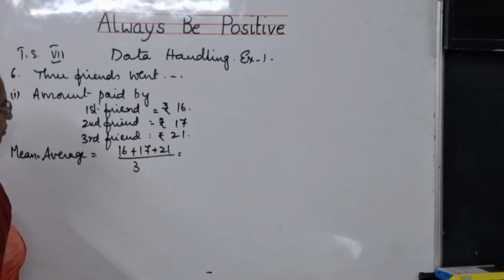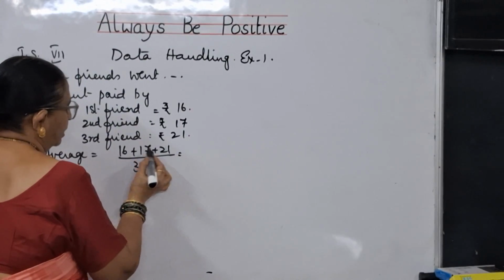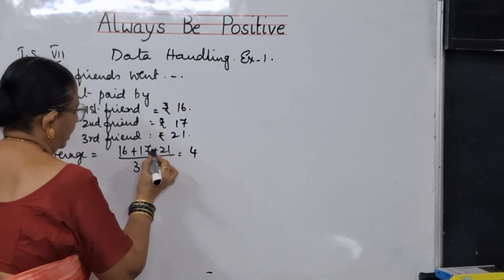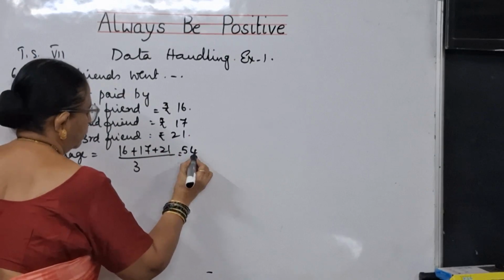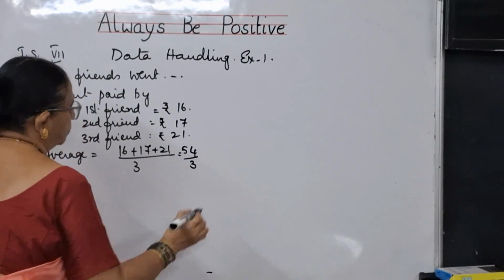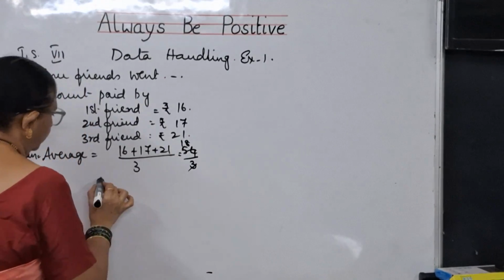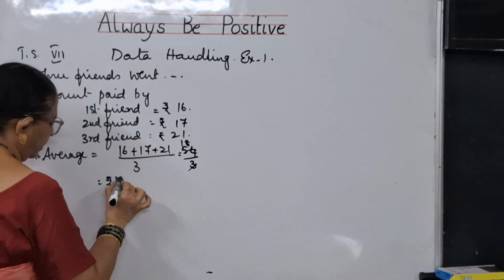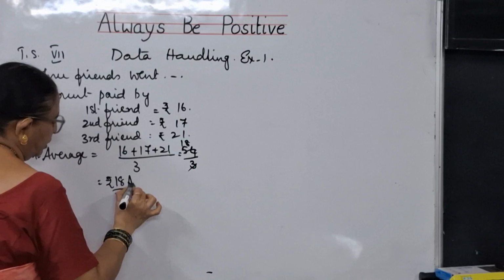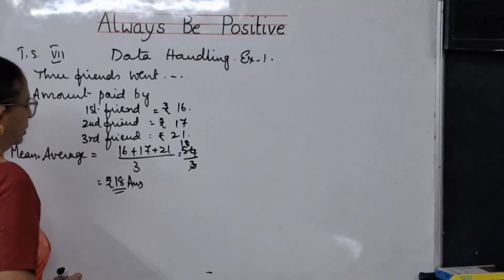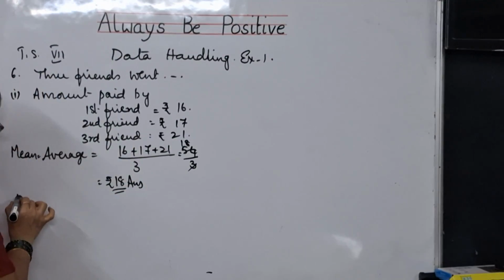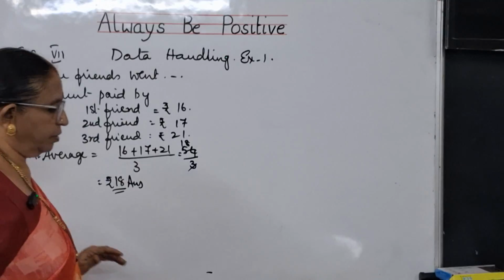So how much? 16 plus 17 plus 21 is 54. 54 by 3, 3 sixes are 18. So how much? Rupees 18 is the average. This is the answer for the first bit. So let me see the second bit.